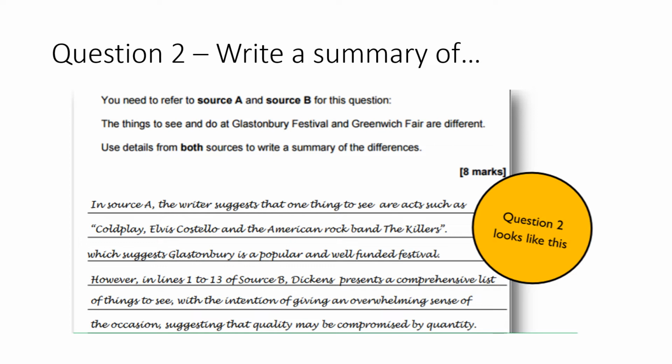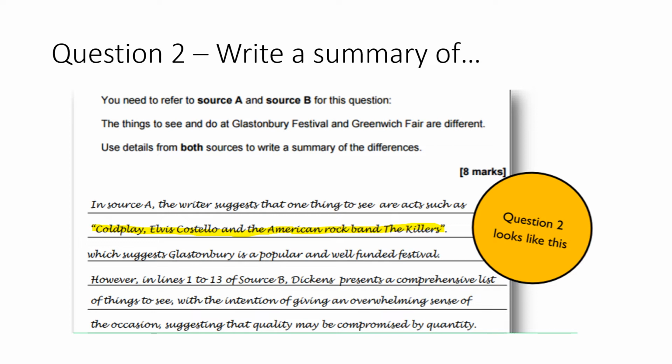Okay, so if we just decode that, then you can see here. If I highlight this bit here, Coldplay, Elvis Costello, and the American rock band The Killers, the person has specifically used a quote. They've specifically used evidence to show what they are describing. So one of the things to see and do at Glastonbury. Now there it's only mentioned 3 artists. You've got Coldplay, Elvis Costello, and The Killers.